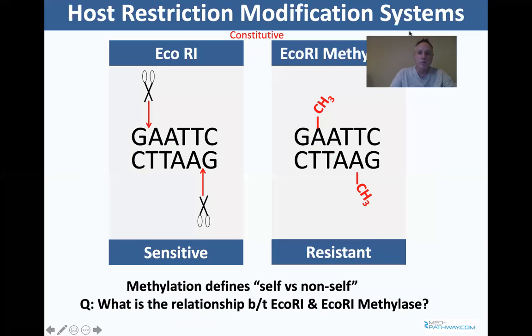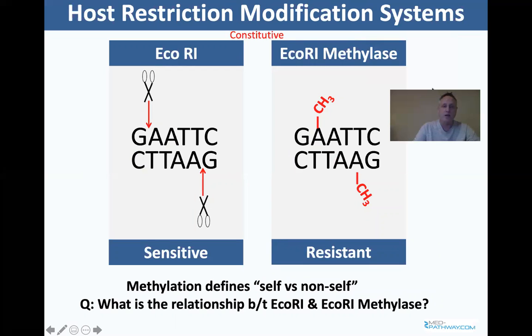So the way we paint the picture is that bacteria are these unwitting hosts that just get knocked out by viruses, but the bacteria have evolved various immune defenses against these viral invaders. One of them is called host restriction modification. This is constitutive, it's always active. And so what the host does is it methylates its own DNA.